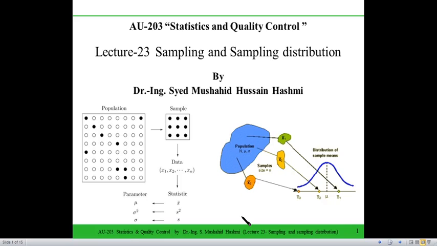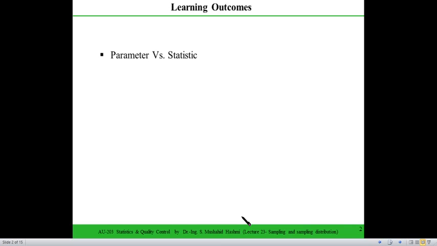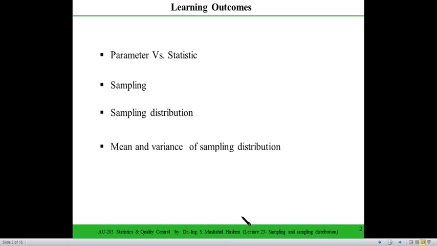This is lecture number 23 of the course AU 203 Statistics and Quality Control. The lecture topic is sampling and sampling distribution. So we will start our discussion differentiating between two important terminologies, parameter and statistics. And then the idea of sampling, the concept behind sampling, and the sampling distribution, and calculating the mean and variance of a sampling distribution theoretically, and in the end we will look into some problems as well.